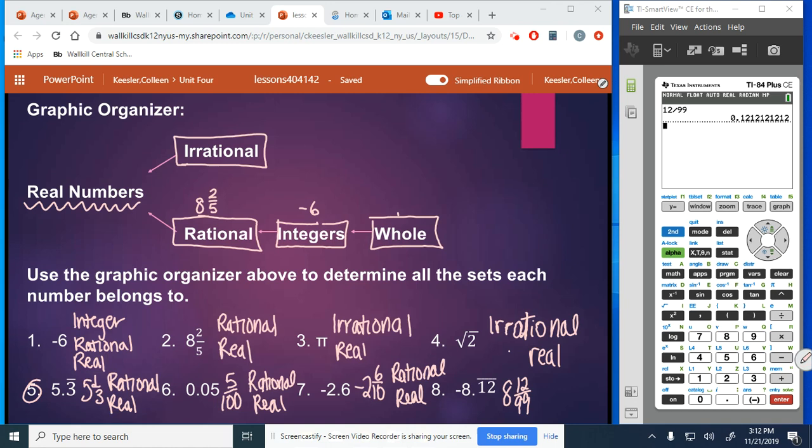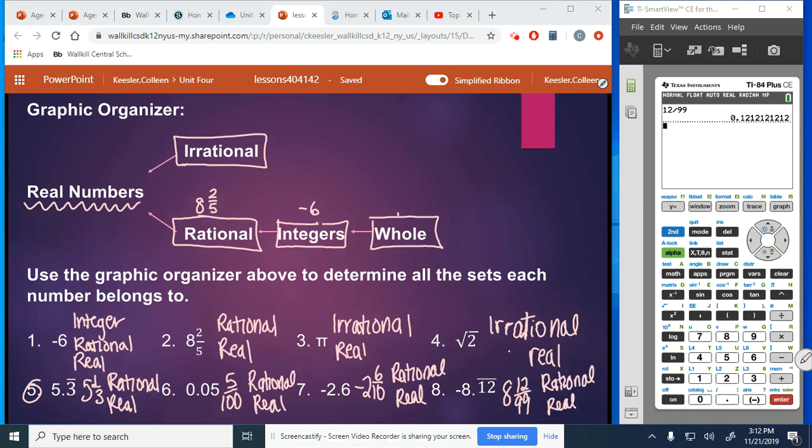So anything over 9 is going to make it repeat. If you have one digit repeating, you put it over one 9, two digits repeating over two 9s, three digits repeating over three 9s, and so on. So just something to think about, to help you out in the future. So this is also rational and real.